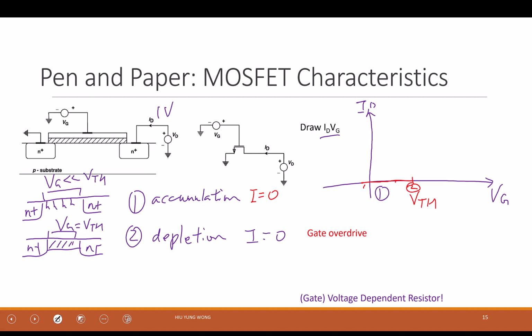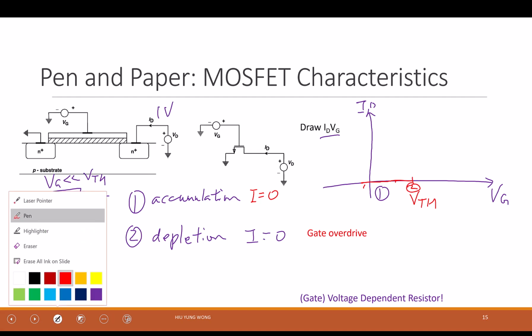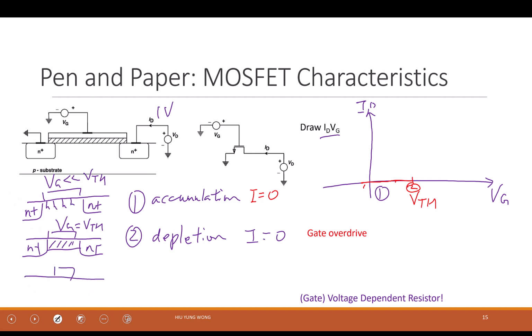Okay. Now, what if I keep increasing the gate, so this is larger than VTH? You have a lot of electrons, right? And it becomes the inversion. Then the I is larger than 0, right? So you will see that if you do a measurement, now this will go up, right? You don't know what's the shape of the curve. We can derive it. But at least you know that it will go up, right? So this is how we get the so-called IDVG.